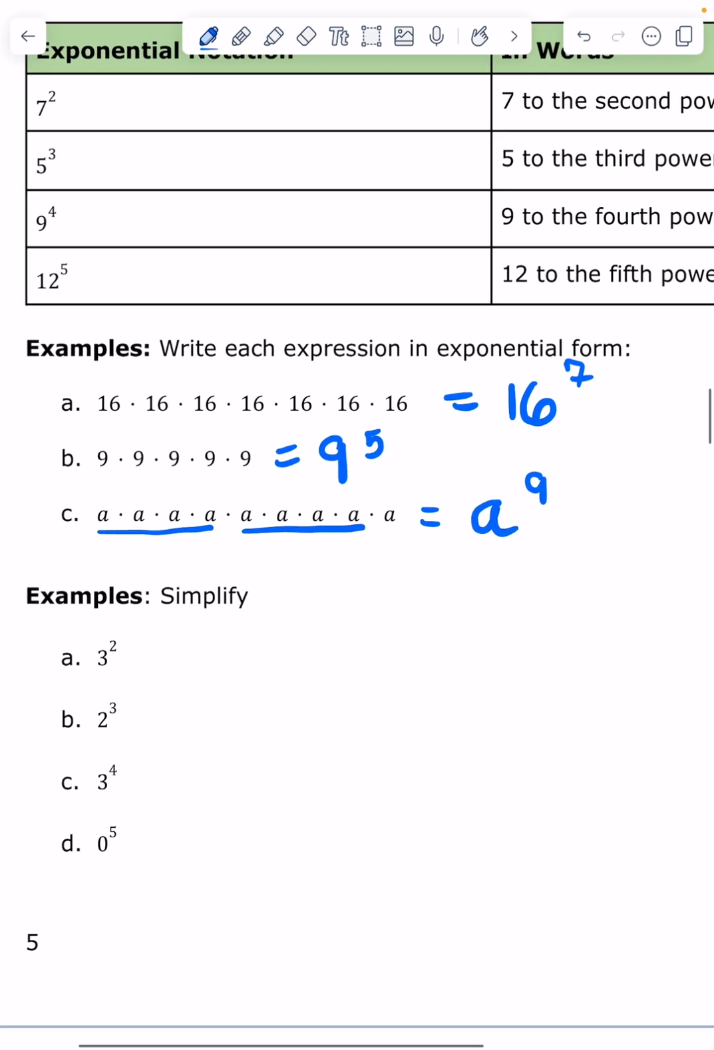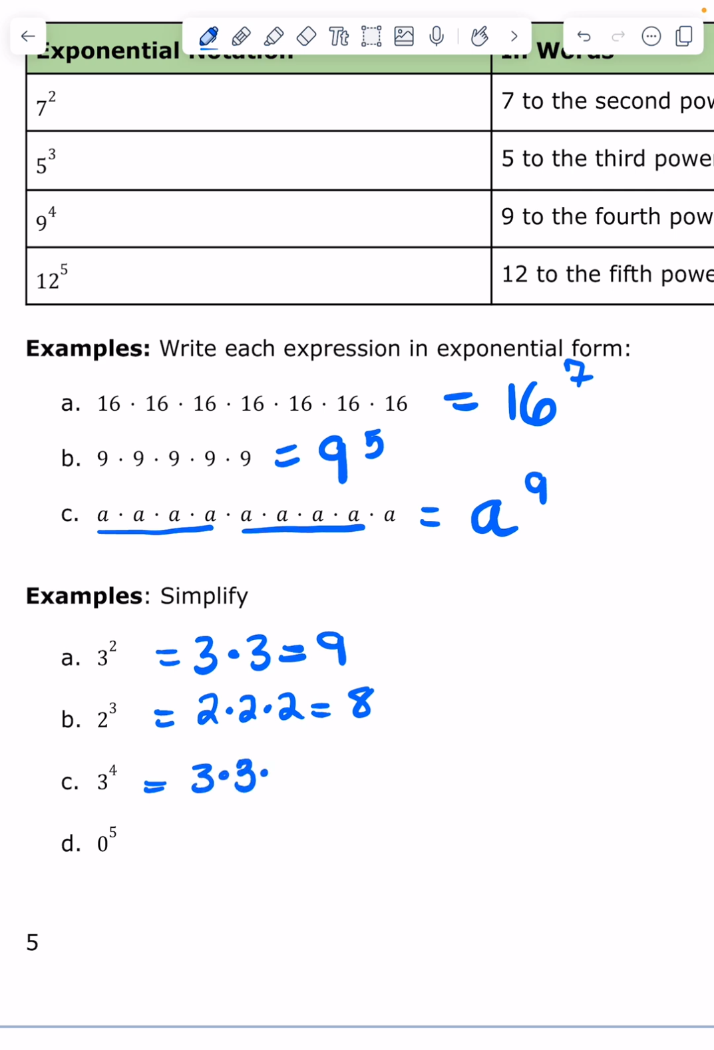The next set of examples is evaluating some exponents. A is 3 squared, and that's written as 3 times 3, which is 9. B is 2 cubed, which is 2 times 2 times 2, and that equals 8. C, 3 to the 4th, is 3 times 3 times 3 times 3, which is 81, because that would be the same as 9 times 9.